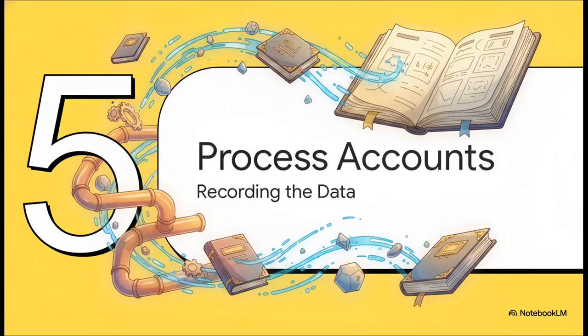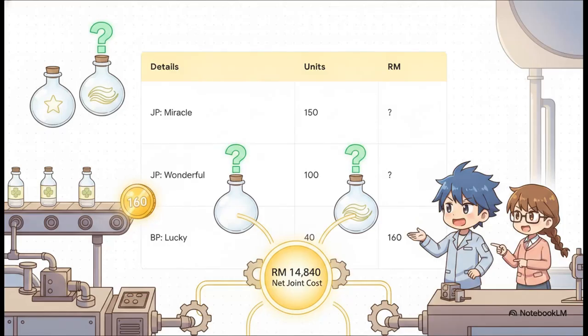Next up, Section 5, Process Accounts. All of these calculations have to live somewhere on your exam paper, right? And that place is your process account ledger. When you map this out on the credit side of a partial process account, you'll see our byproduct, Lucky. We just plug its net revenue of 160 straight in there.